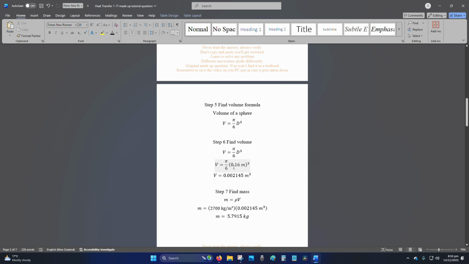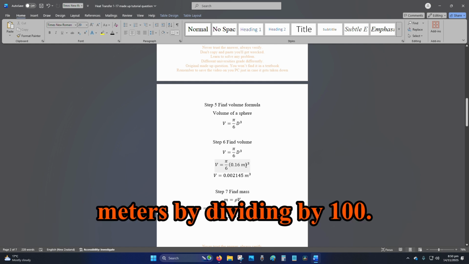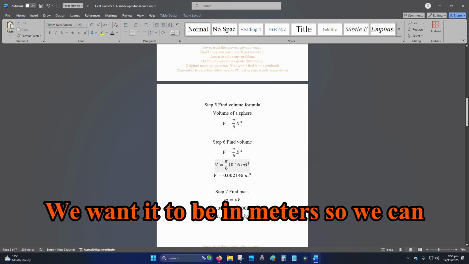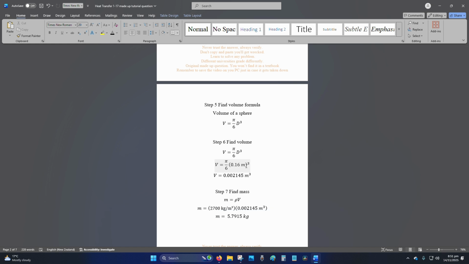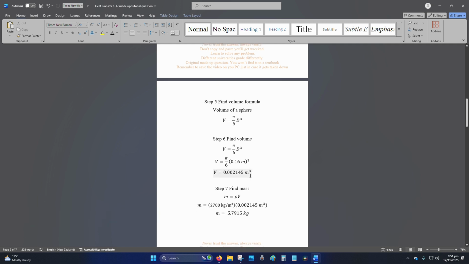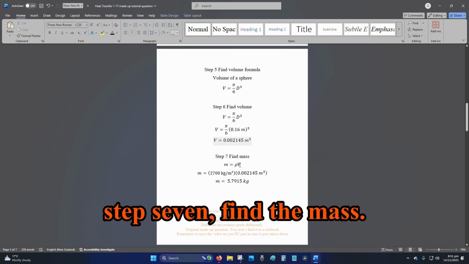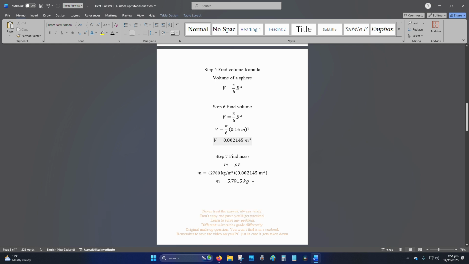So for the diameter, we're going to convert centimeters into meters by dividing by 100. We want it to be in meters so we can cancel out units later on. So our volume is 0.002145 meters cubed. We can now backtrack. Step 7, find the mass. So we'll get 5.7915 kilograms.